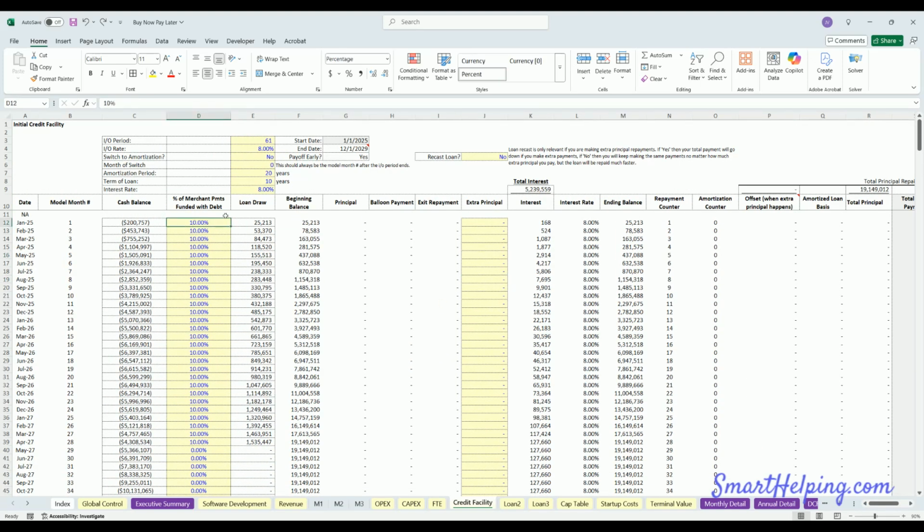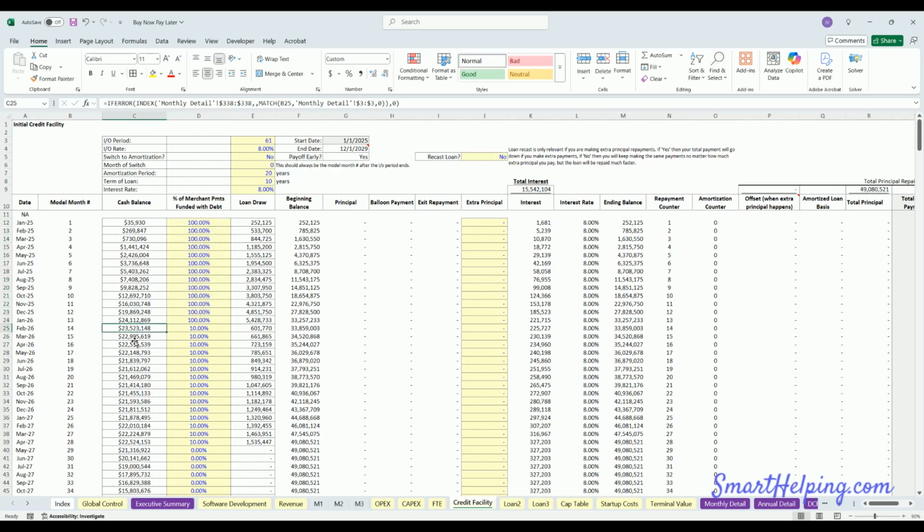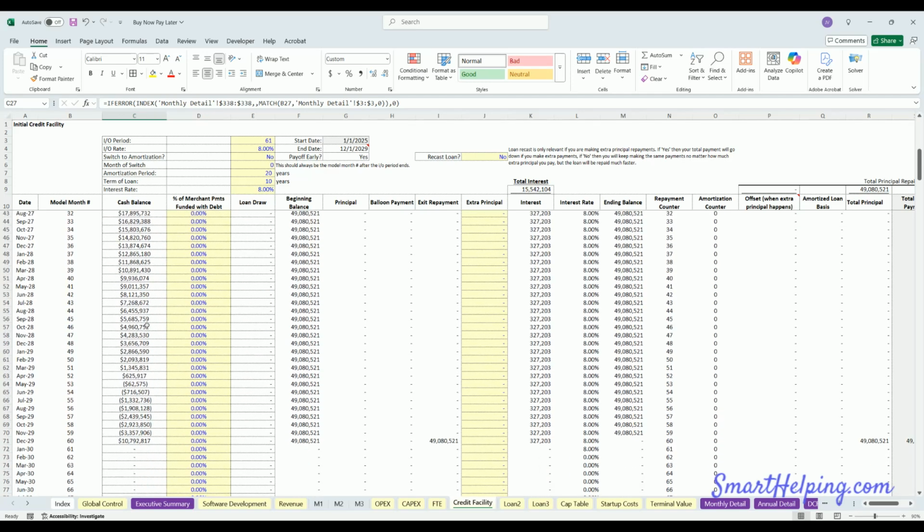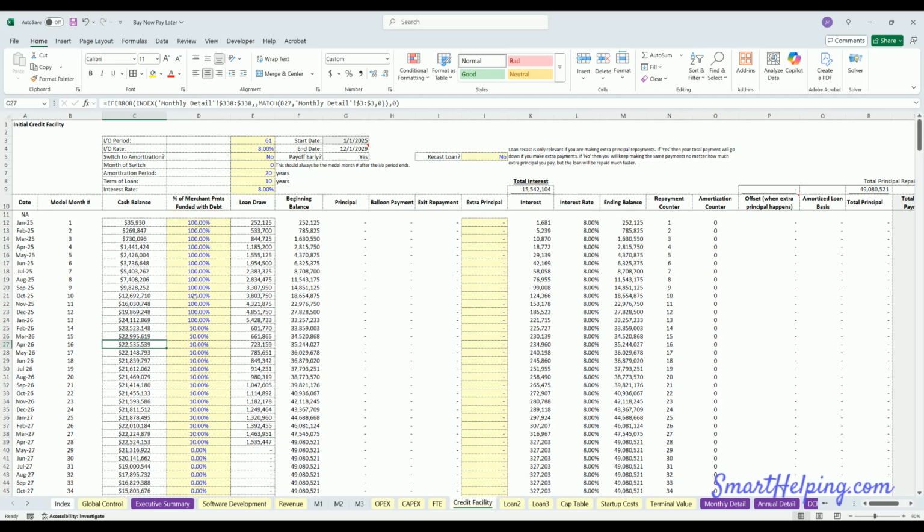So let's say you don't want a huge upfront cost. You're going to try to finance a lot of these upfront with debt. And then as your cash balance starts to grow as you operate, you may want to pay it down. Let's do this for a little bit longer.